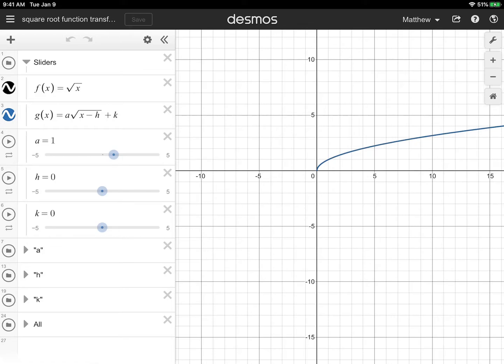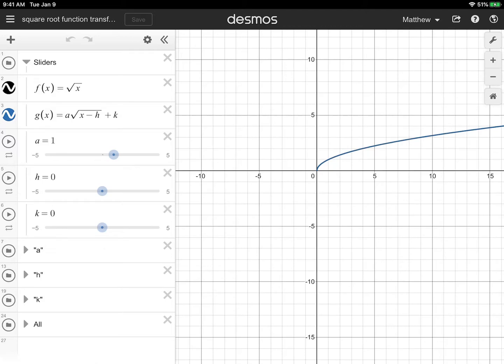So if I look at a, a is always initially 1, and h and k are always initially 0. So if I'm looking at this function right now, I can see that it's 1 times the square root of x minus 0 plus 0. And that's where my parent function essentially lies.